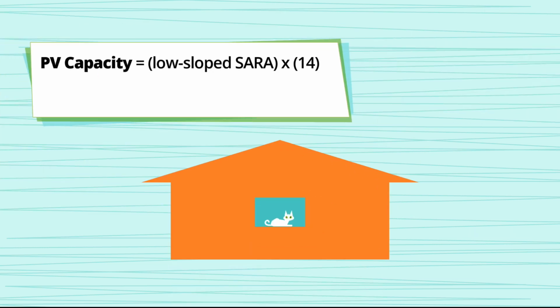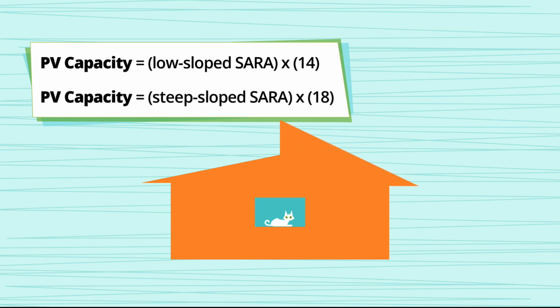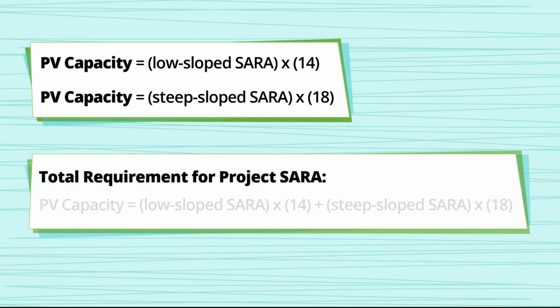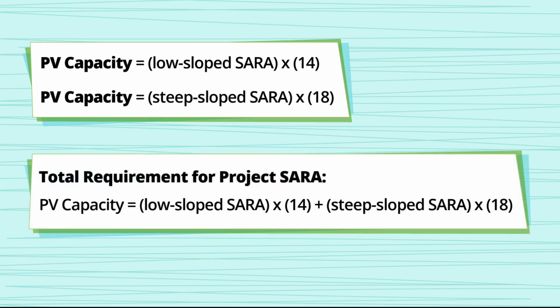When calculating the PV capacity requirement using the SARA method, you would use a different formula for low-sloped roofs, with a pitch less than or equal to a 2-inch rise per foot of run, versus steep-sloped roofs that are greater than 2 and 12. When your project has both types of roofs, calculate the PV capacities separately for each type. Then combine them for the total minimum PV capacity.